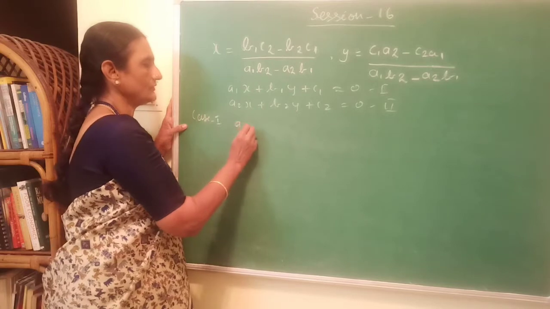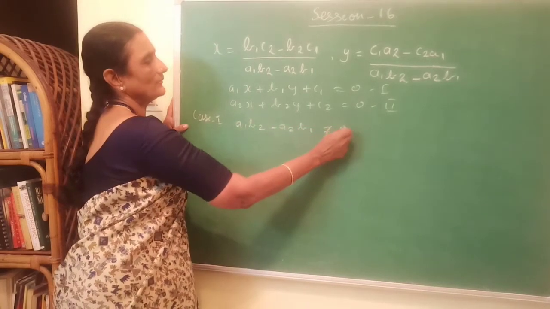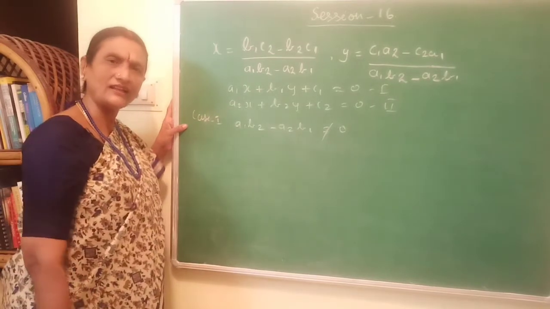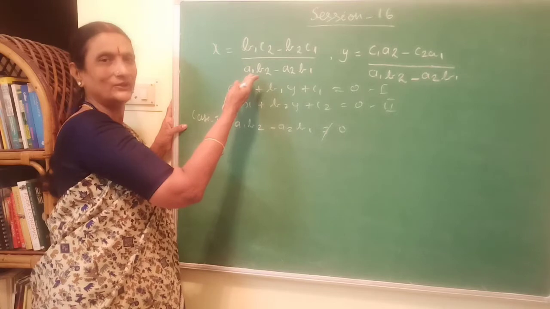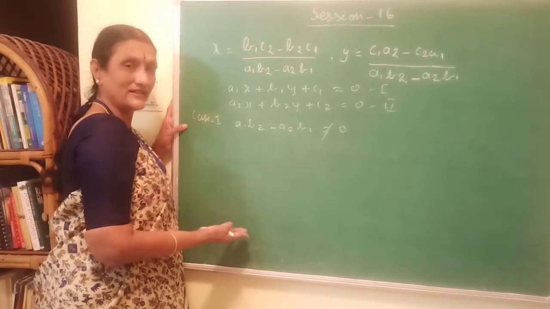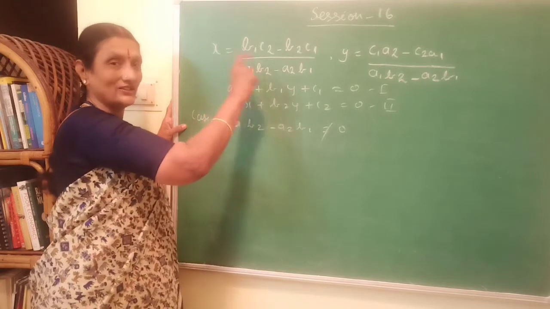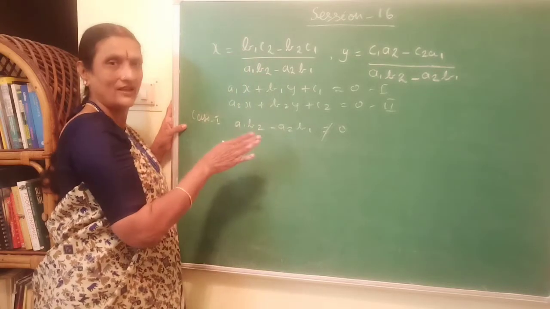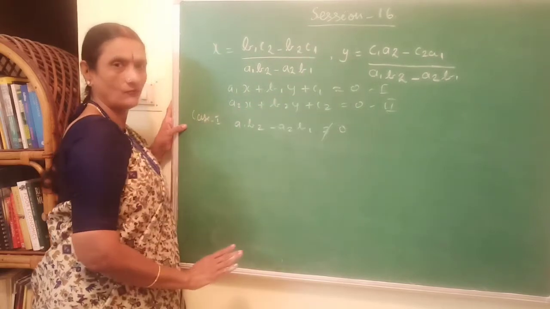Now, case 1. Case 1 is what? A1B2 minus A2B1 is not equal to 0. If it is not equal to 0, what will happen? Here you will get a positive or a negative value. Correct? That means there is a solution. You get a real solution. There is a solution for the value of x and also for the value of y.